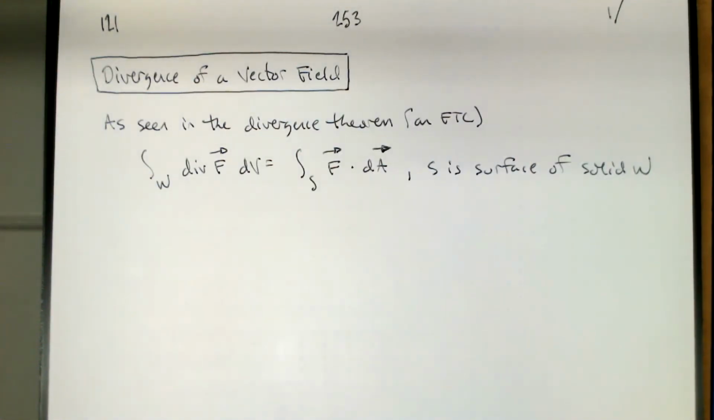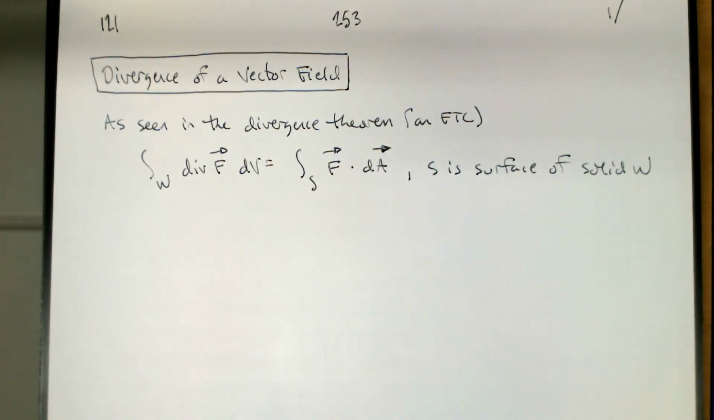Today, we want to talk a little bit about the divergence of a vector field. This is from the divergence theorem, where we measure the divergence of a vector field at every point in a solid W. And this is equal to the flow of that vector field through the surface of the solid W. This is that fundamental theorem of calculus thing, where we integrate a derivative by evaluating the function at the endpoints. In this case, the divergence being some kind of derivative of the vector field, and we evaluate the vector field at the surface of the solid.